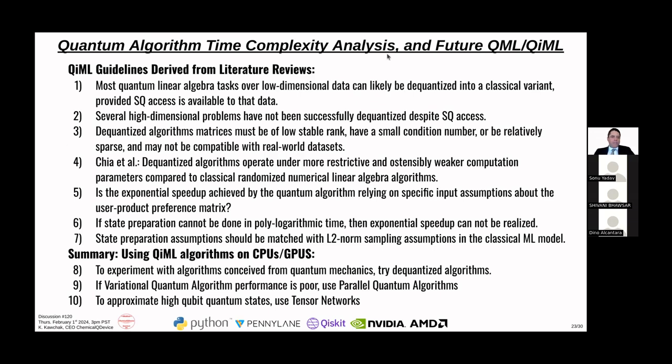Okay, so the end of this is basically this: try to experiment with algorithms conceived from quantum mechanics. You would try dequantized algorithms, okay? It's an up and coming field. If variational quantum algorithm performance is poor, use parallel quantum algorithms because you don't need more dimensions, these types of things. And to approximate high qubit quantum states, use tensor networks.